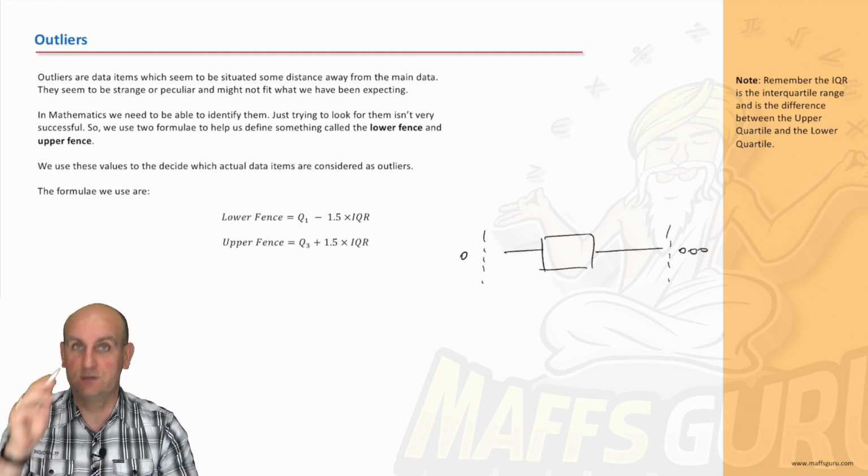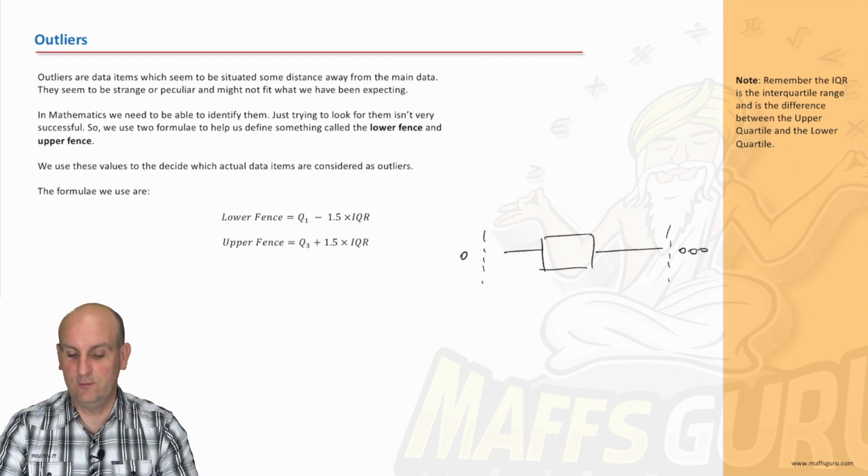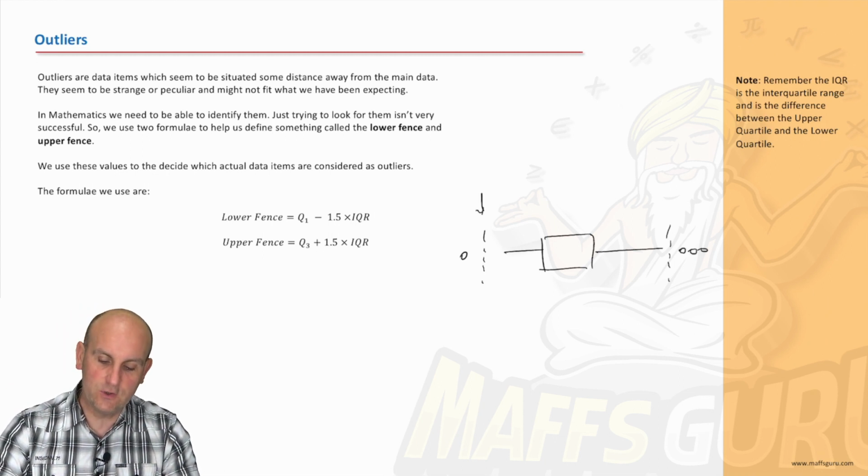Now notice I've done them there with circles. That's exactly how we do an outlier. But how do we work out these dotted lines? Well, that's called the lower fence.